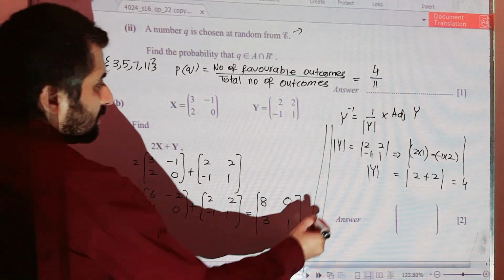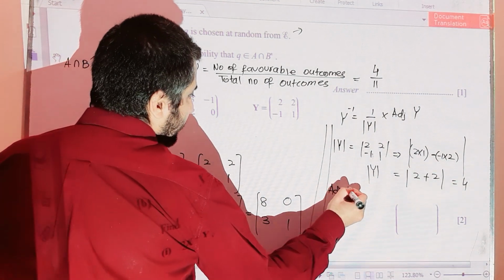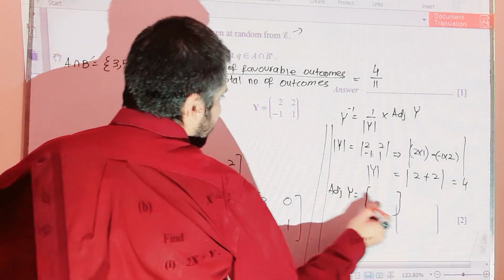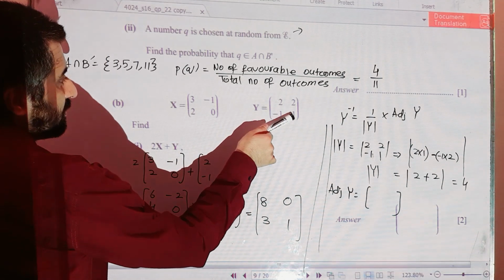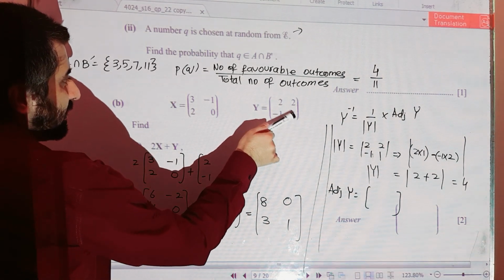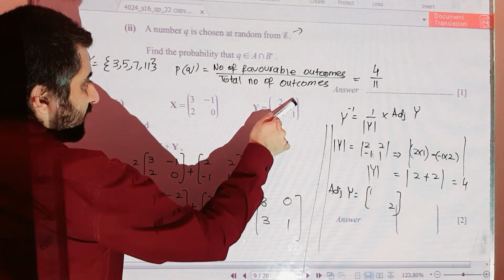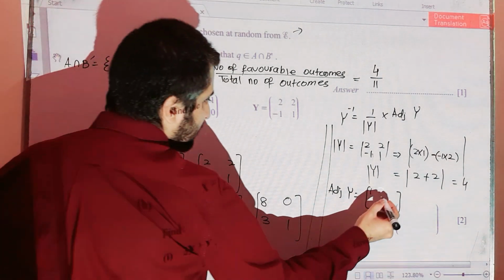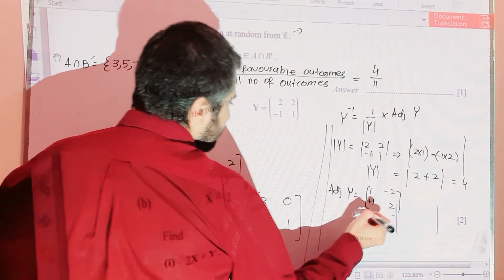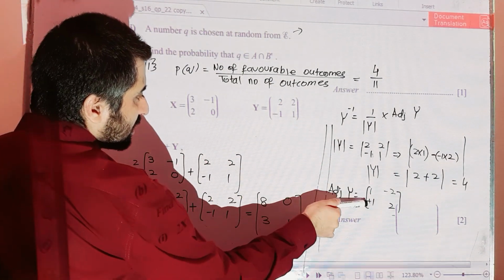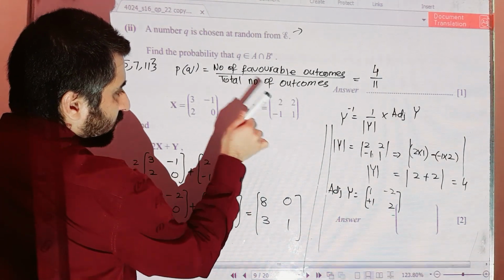What is adjoint? Okay, adjoint Y is basically you need to change the entries of the principal diagonal, meaning 1 and 2 will be interchanged, while the sign of the other entries will be changed. This will become minus 2 and plus 1. It will become minus 2, it will become plus 1. These two will be interchanged over here and over here.